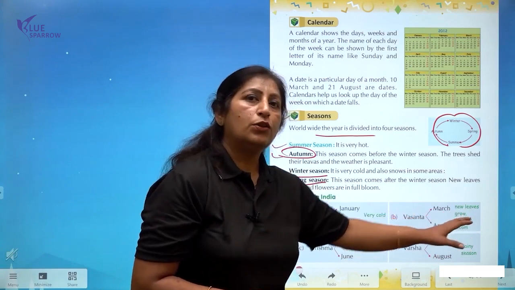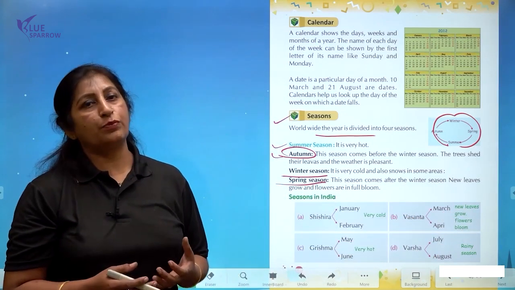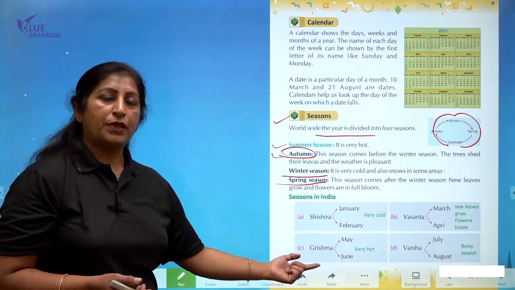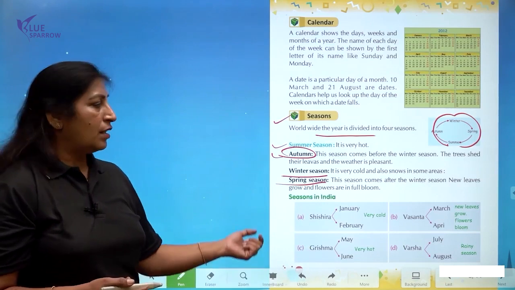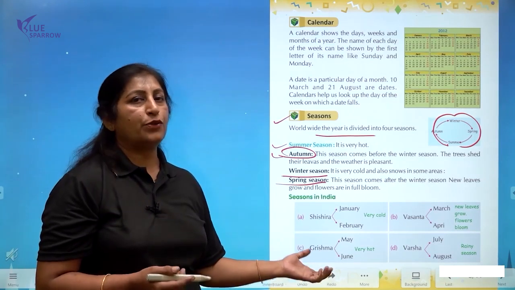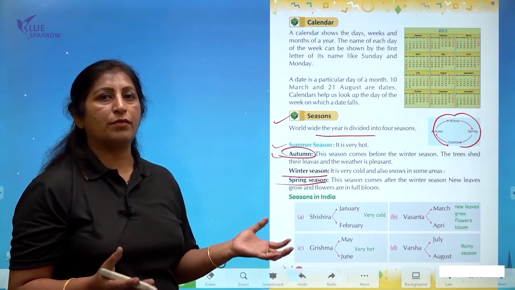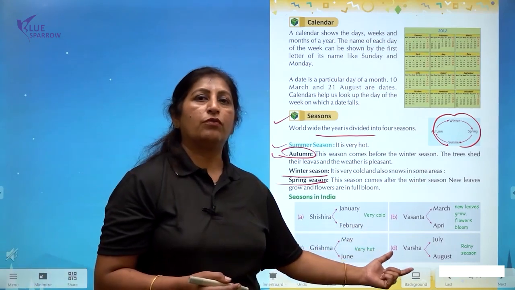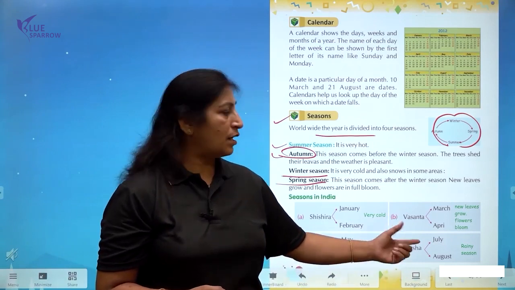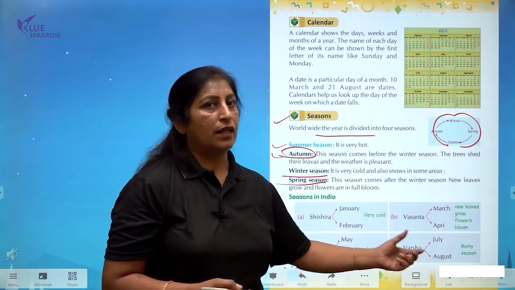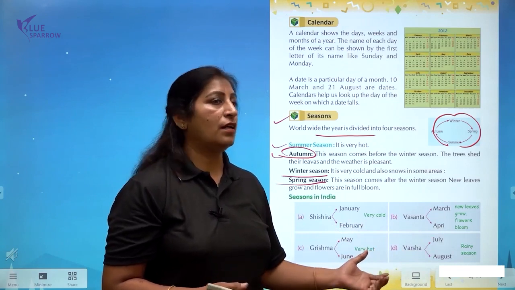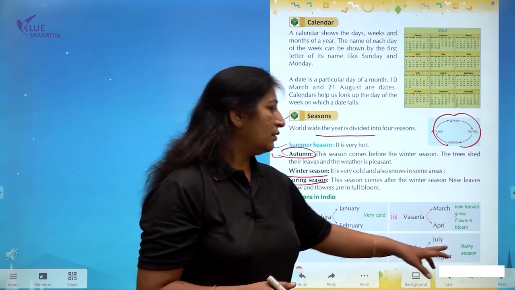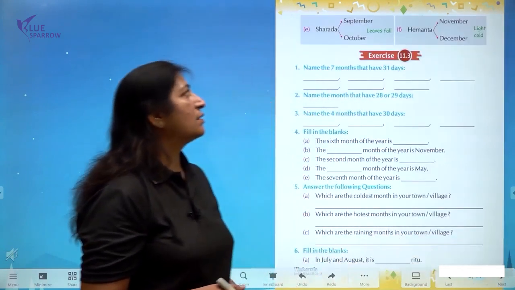In this season, new leaves grow on the trees and flowers bloom. Third season in India is called Grishma Ritu, Grishma season. This season comes in May and June and you know that these months are very hot. Varsha Ritu, Varsha season, comes in the months of July and August. It is very clear from the name that heavy rains occur in these months.